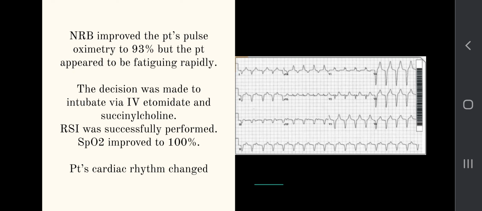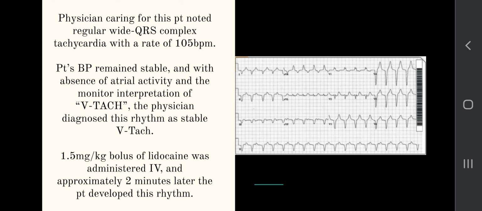And the rhythm on the right is what the doctors saw. The physician caring for this patient noted a regular wide QRS complex tachycardia with a rate of 105. Remember, we're looking for rates less than 120 to 130. This patient's rate here is 105.